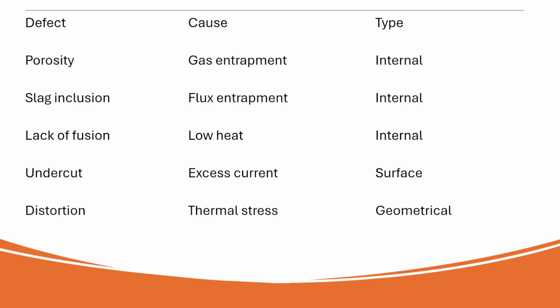Okay, so some of the key points: porosity is caused by gas entrapment, and it is an internal defect. Slag inclusion is due to flux entrapment, which is also an internal defect. Lack of fusion is due to low heat input, also an internal defect. Undercut is due to excessive current, and it is a surface defect we can see from the surface. Distortion is due to thermal stresses, and it is a geometrical defect.